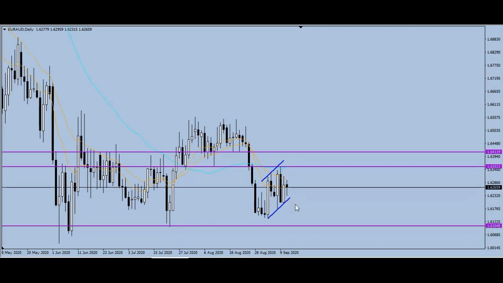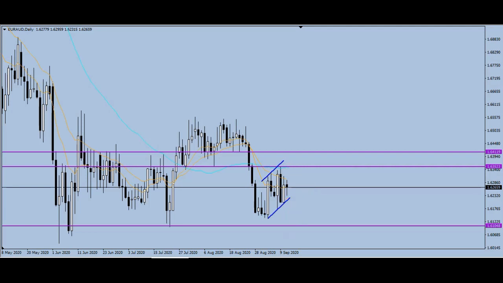So on EurAud it's a bit tricky, but what I would rather do is wait for price to come to this level and look for a selling opportunity. Let's say somewhere around here, if price should come to this level, then I would be looking for a selling opportunity to take it back to the support of this channel. It may look small, but this is the daily time frame, and it's actually a good amount of pips. So you can either wait for price to get to this top, and if you get the selling opportunity, you take it back to this support.